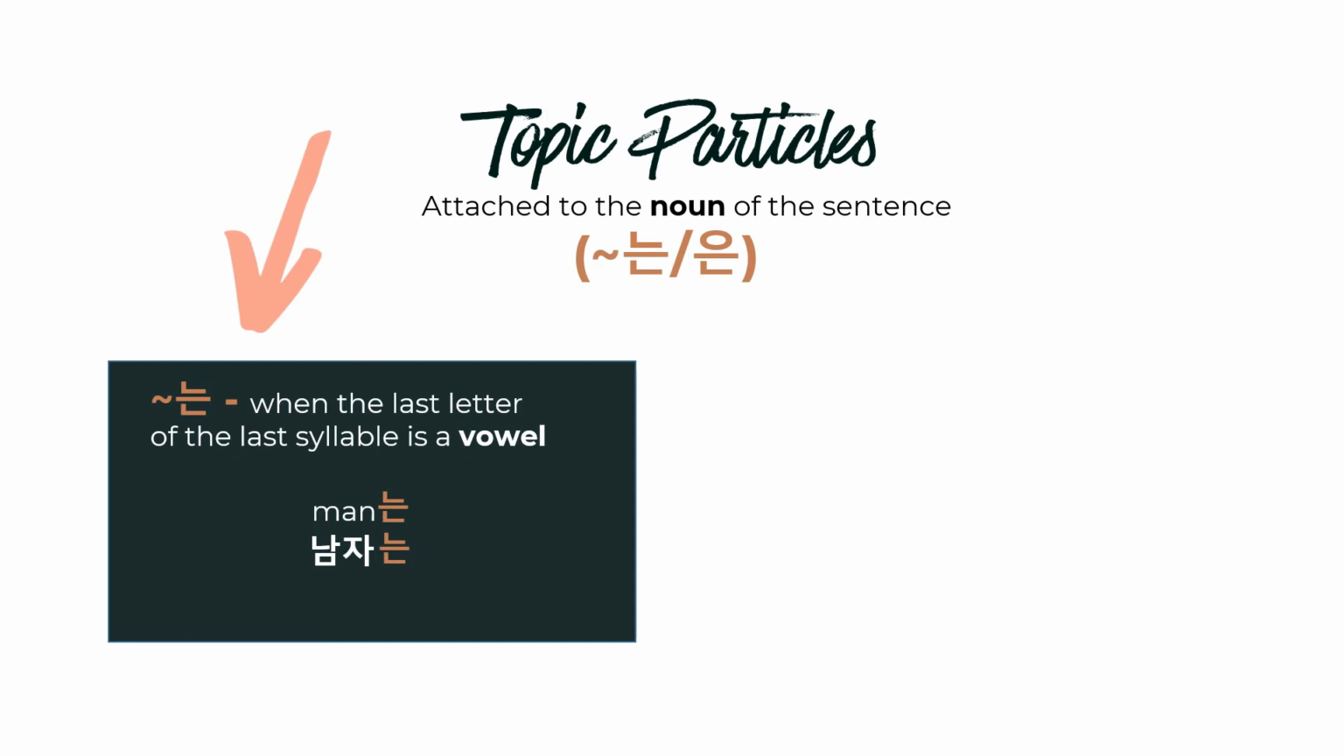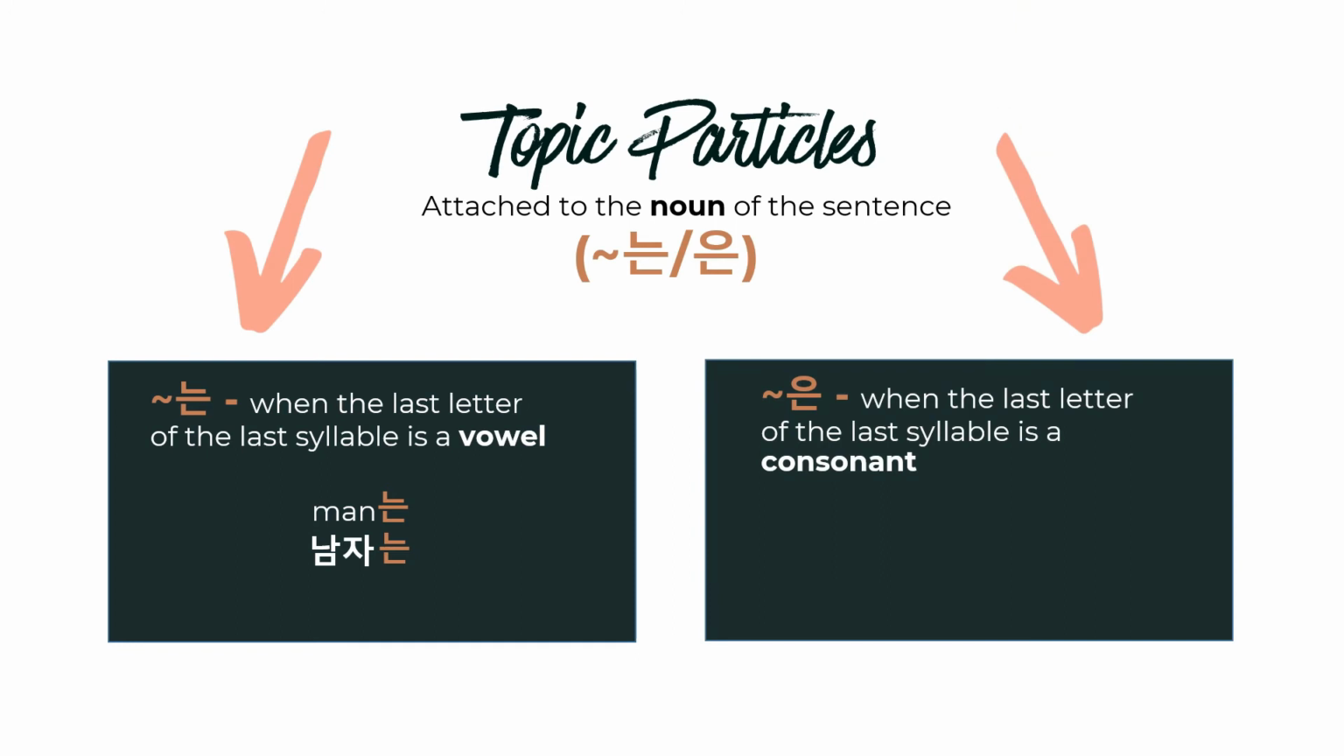So we say namjanun. On the other hand, when it ends in a consonant, we have to use un. For example, the word bread, which is pang. Therefore, we have to add un since it ends in a consonant. So we say pangun. So again, we have namjanun and pangun. The only reason why we use different particles depending on whether it ends in a vowel or a consonant is just for pronunciation ease. It's easier to pronounce words that end in a vowel when we use the topic particle nun, and it's easier to pronounce words that end in a consonant when we use the topic particle un.